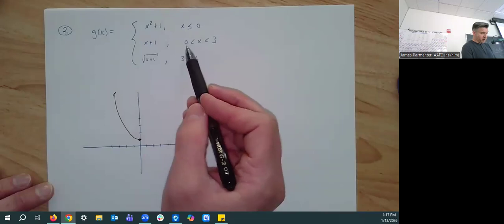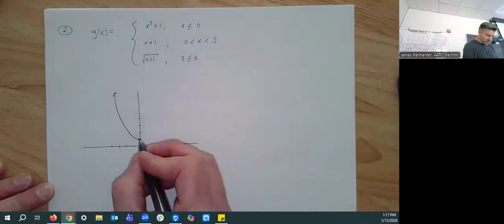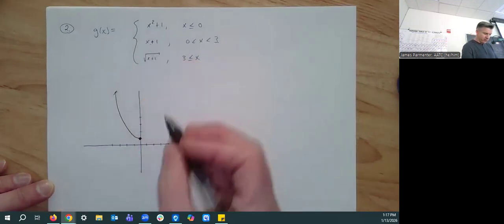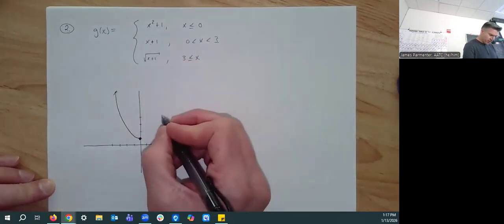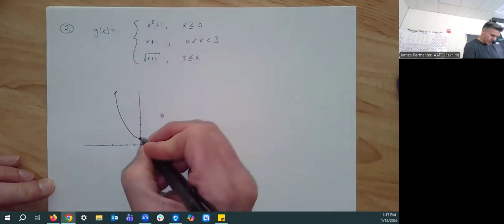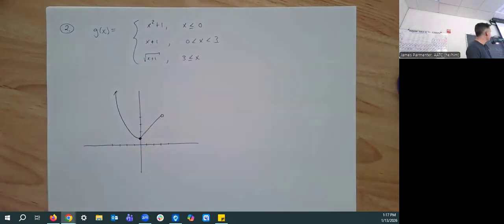I know that if I could plug in 0, I would get 1. So I would actually get this point that's already there. If I could plug in 3, I would get 3 plus 1, which is 4. So over at 3, I get a y value of almost 4. So there's the next piece of my piecewise function.